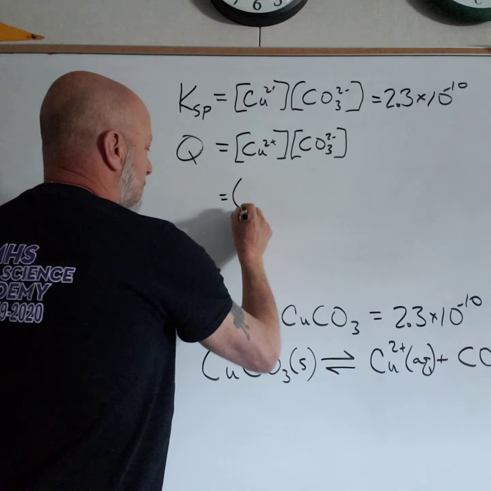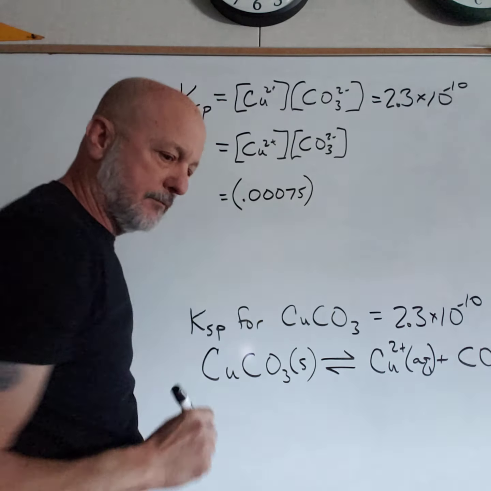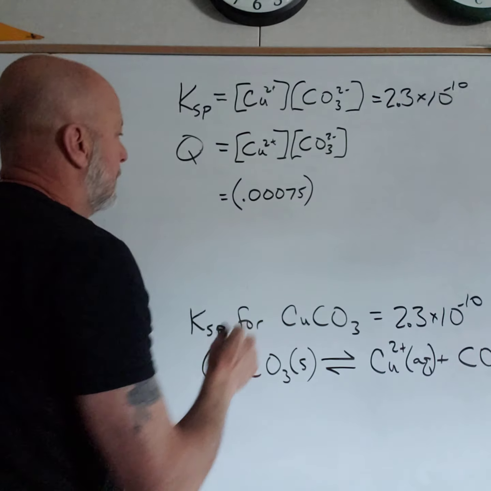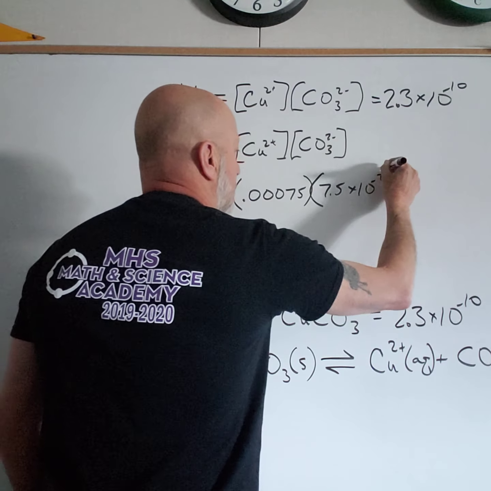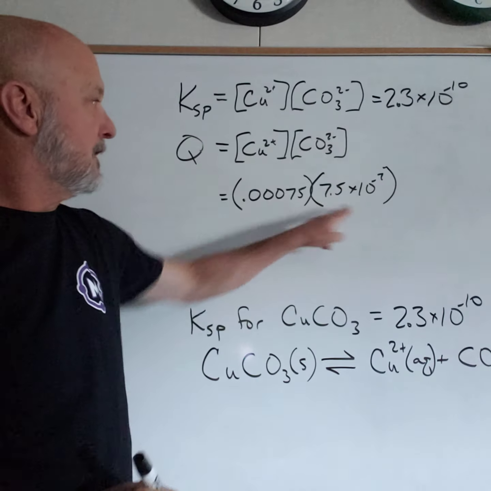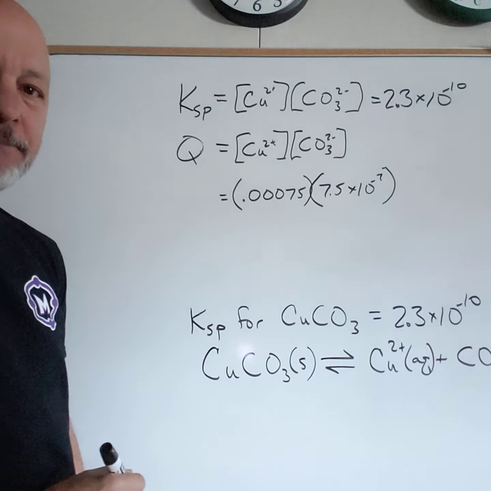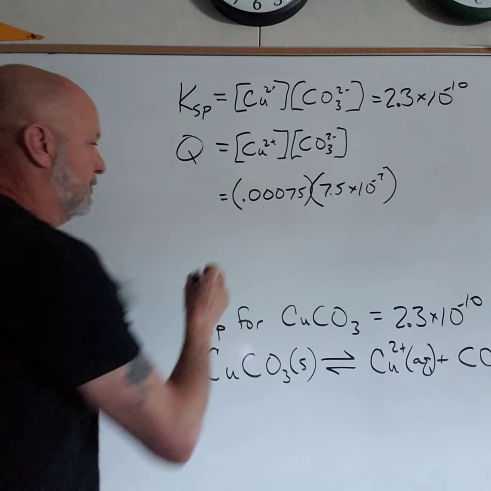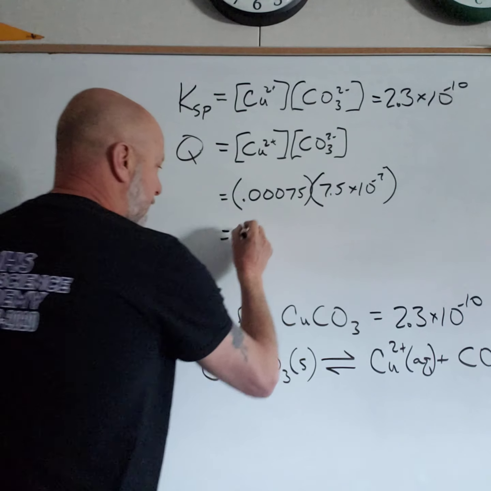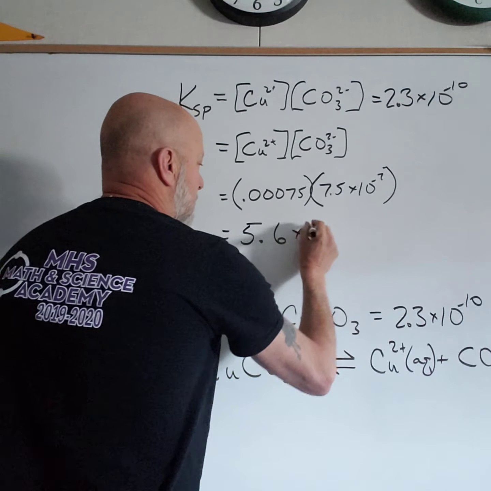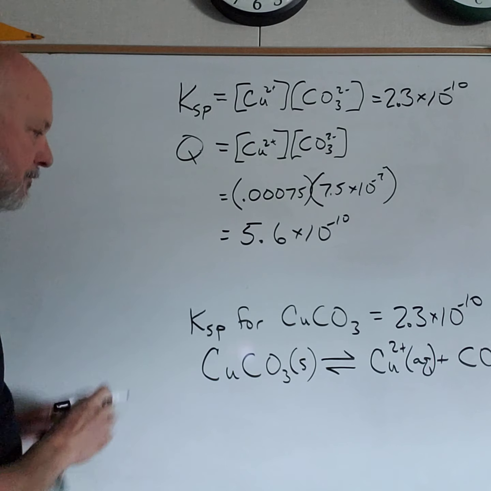For copper, I had 0.00075. If I got that right, yes. For carbonate, it was 7.5 times 10 to the minus 7. So I figured out the concentration of each ion. I plugged that into my equilibrium expression, and I see what that comes out to. I've multiplied that together, and I got 5.6, rounding to 2 sig figs, times 10 to the minus 10. So I found that.